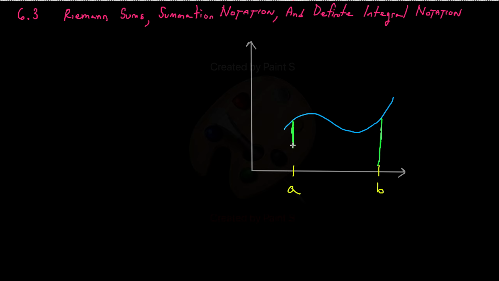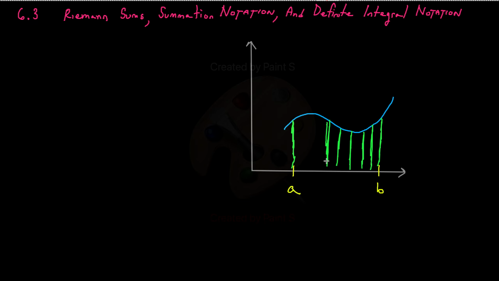So let's just do this in the general case. I have some function here, f of x, that's blue. And let's say I take this interval from a to b, and I want to use n rectangles. So n rectangles, maybe it would look like this. And again, I'm just approximating. So here's n rectangles.